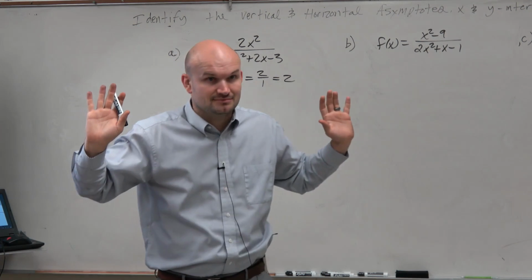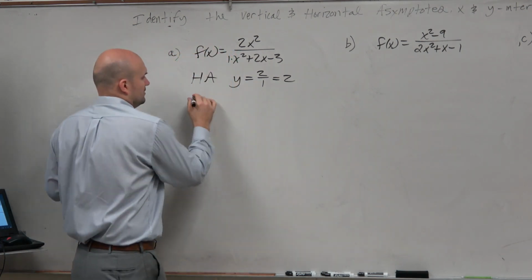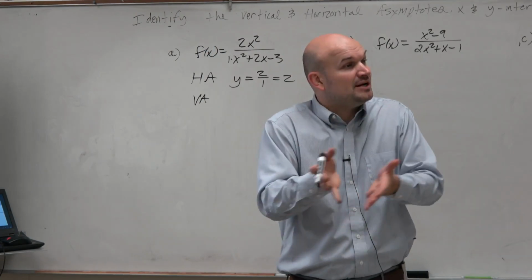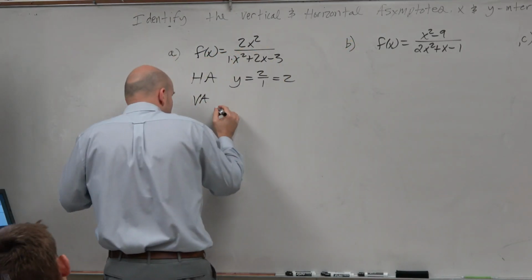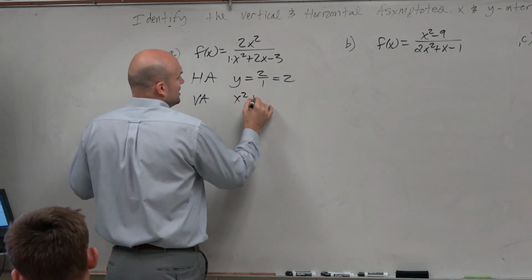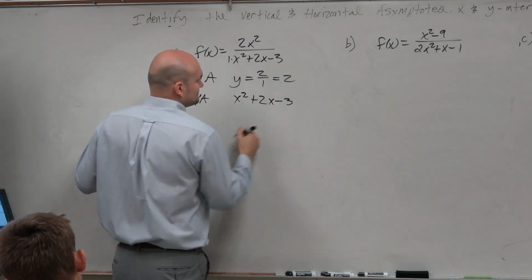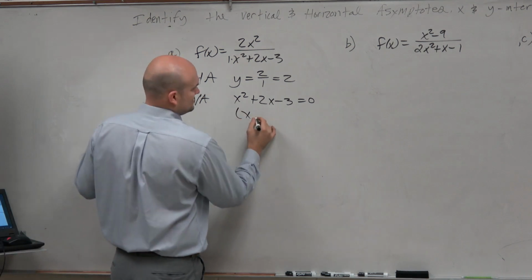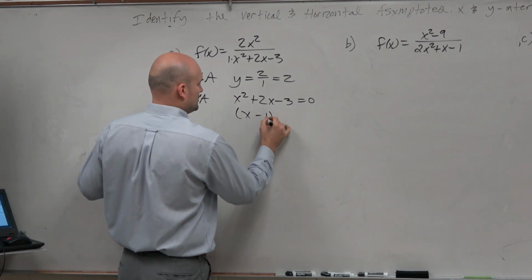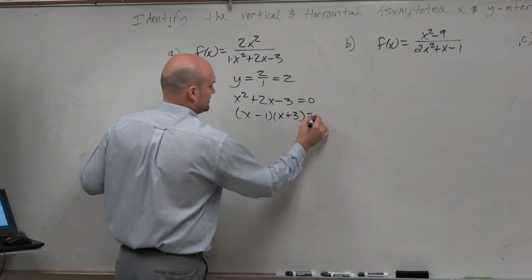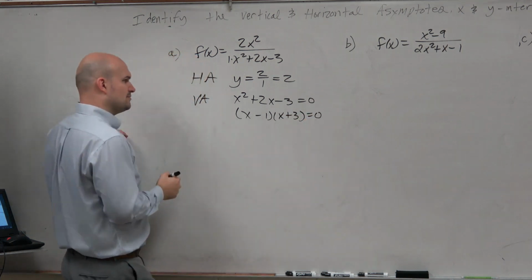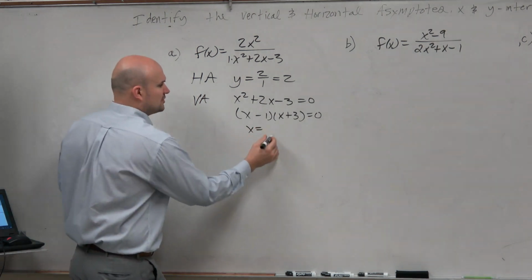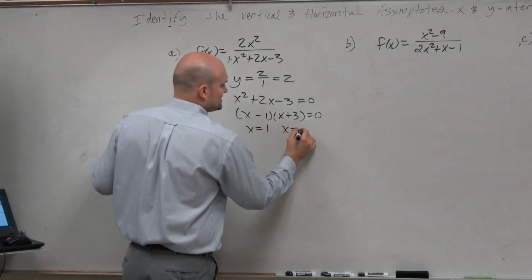That easy. Vertical asymptote is going back to chapter 1. What do we do? We set the denominator equal to 0. So we have x squared plus 2x minus 3 equals 0. Looks like a nice little factoring problem. We're going to do x minus 1 times x plus 3. Let's see, does that work? Looks good to me. So therefore, I have a vertical asymptote at x equals 1 and x equals negative 3.